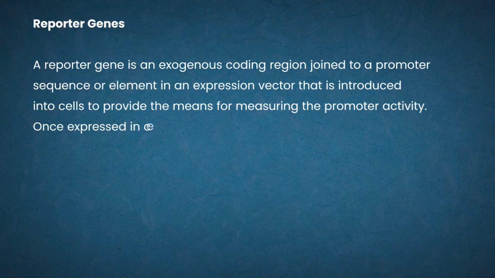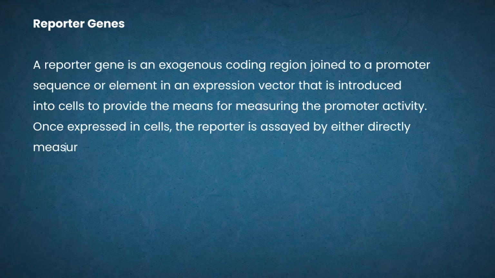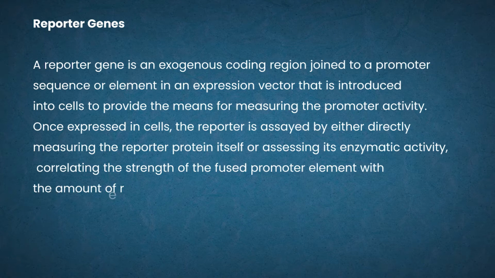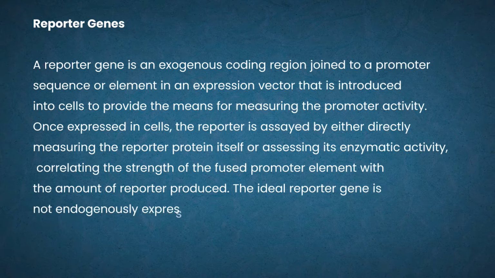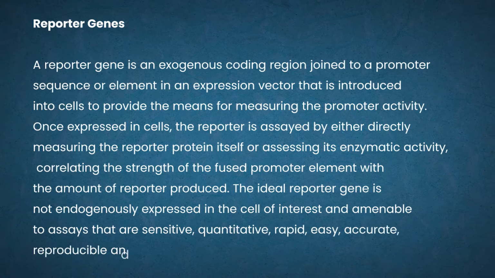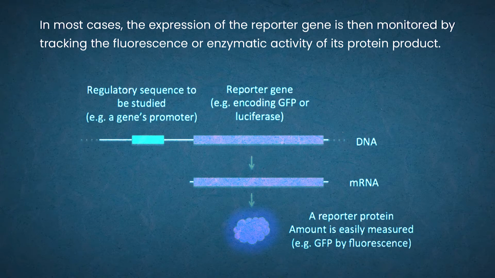Once expressed in cells, the reporter gene or the reporter is assayed either by directly measuring the reporter protein itself or by assessing the enzymatic activity, correlating the strength of the fused promoter element with the amount of reporter produced. The ideal reporter gene is not endogenously expressed in the cells of interest and is amenable to assays that are sensitive, quantitative, rapid, easy, accurate, reproducible and safe. This is the image of a typical gene construct which has a reporter gene.